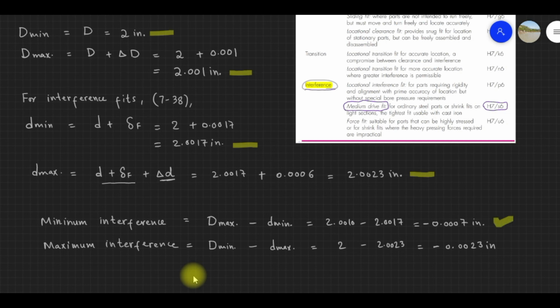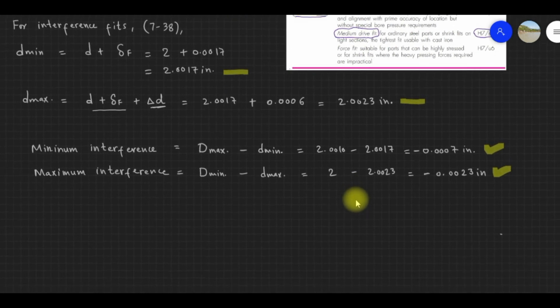So these two values, though they seem very small, especially the minimum interference looks very insignificant, but it is nevertheless an interference. So this indicates that our final result is correct, because the interference values are negative using these formulas. So this concludes this particular example from the book.